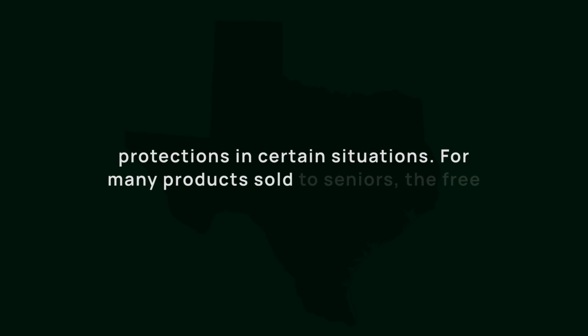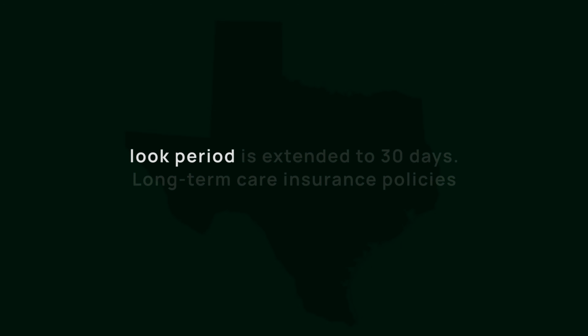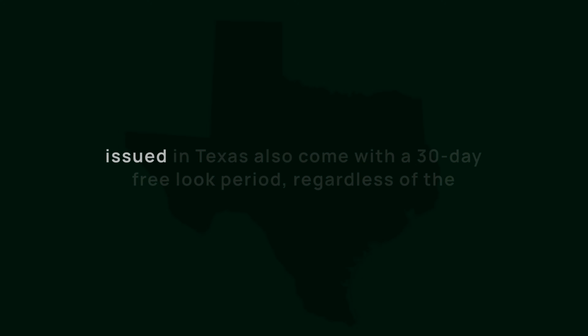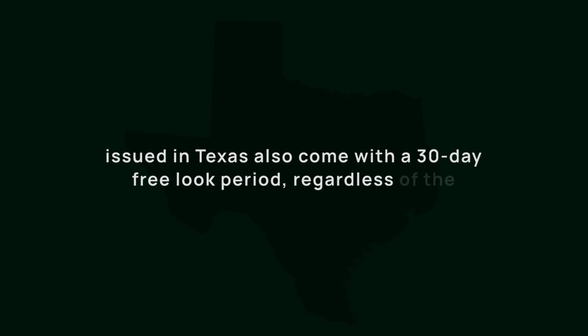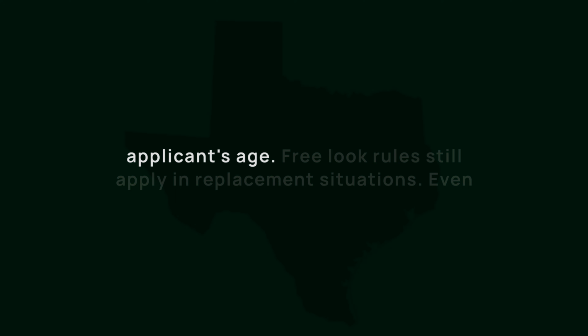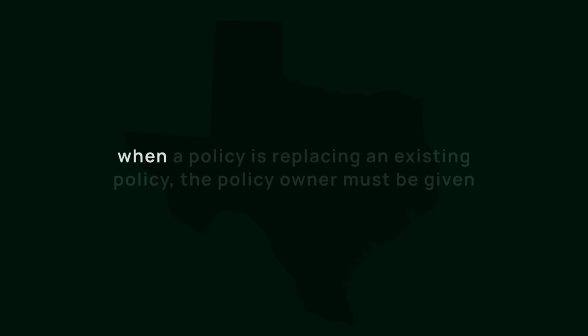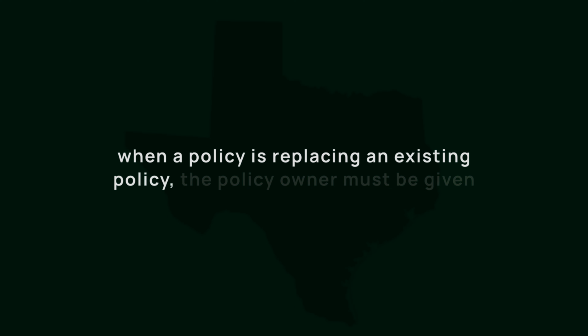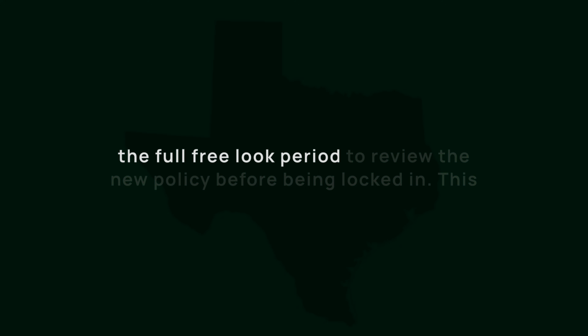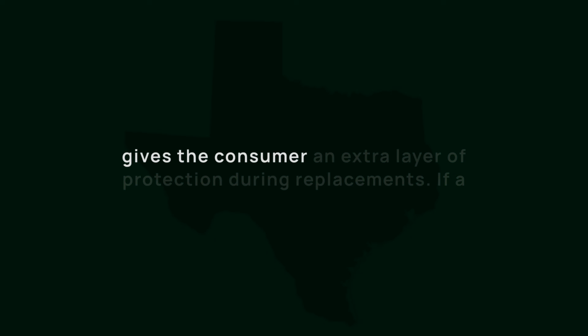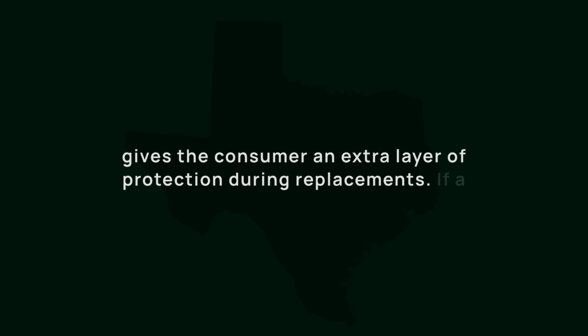For many products sold to seniors, the free look period is extended to 30 days. Long-term care insurance policies issued in Texas also come with a 30-day free look period, regardless of the applicant's age. Free look rules still apply in replacement situations. Even when a policy is replacing an existing policy, the policy owner must be given the full free look period to review the new policy before being locked in. This gives the consumer an extra layer of protection during replacements.